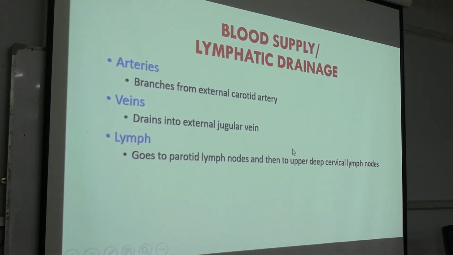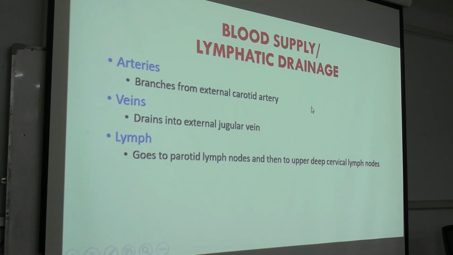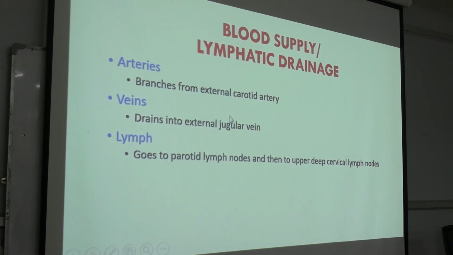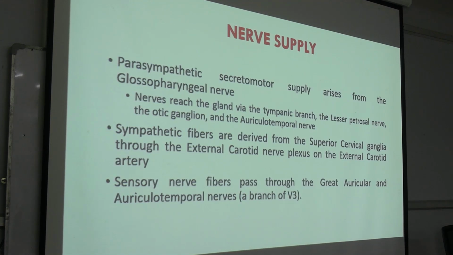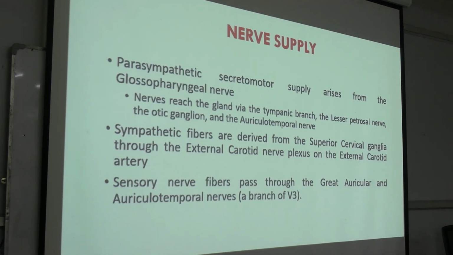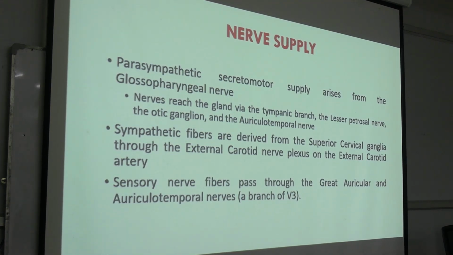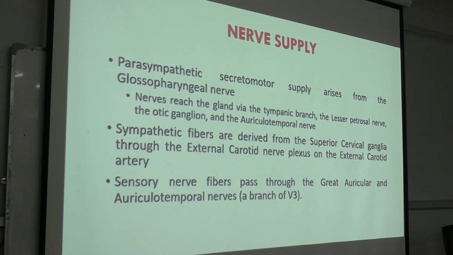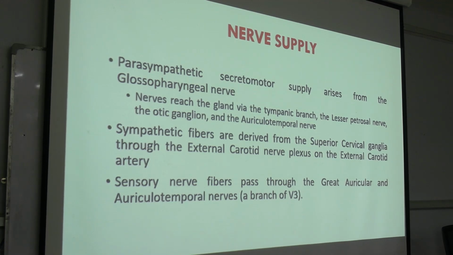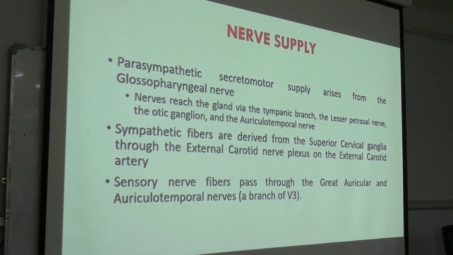Blood supply to the gland comes from branches of the external carotid artery, which runs through the gland itself, and the blood drains into the external jugular vein. Lymphatics drain to the parotid group of lymph nodes, which eventually drain to the deep cervical group of lymph nodes. Nerve supply is important. There are 2 different types of nerve supply whenever we consider glands. One is motor supply, the other is sensory supply. Here we call it secretomotor, meaning the secretions are controlled by the parasympathetic nerves.